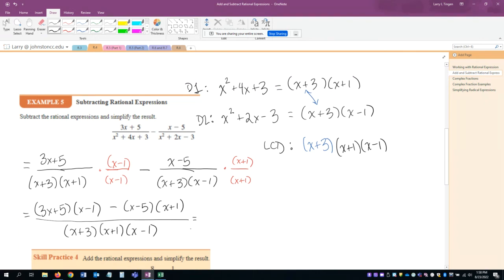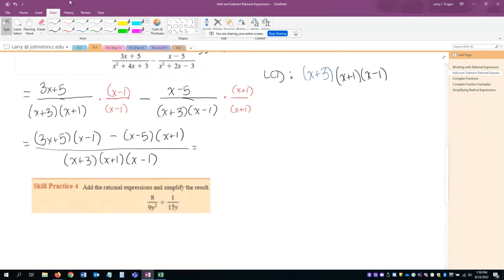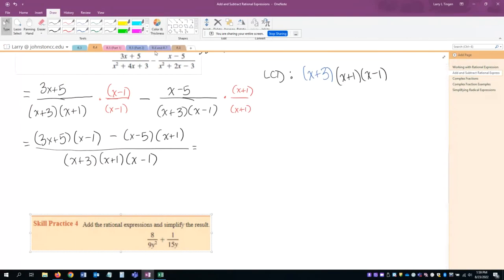Multiply, so I'm following the order of operations. The numerator has some multiplication to do. I'm not going to multiply out the denominator because I want to leave this in factored form if I can. The whole goal of this problem was to actually be able to subtract those two pieces, right? Subtract my two rational expressions. So I still need to do the work up here.